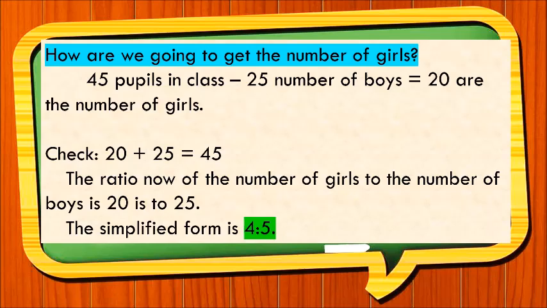Then if we have 5, what are we going to do? Yes, we are going to divide. What are we going to divide? Divide the numerator and the denominator by the GCF. So 20 divided by 5, I have 4. 25 divided by 5, I have 5. Okay?